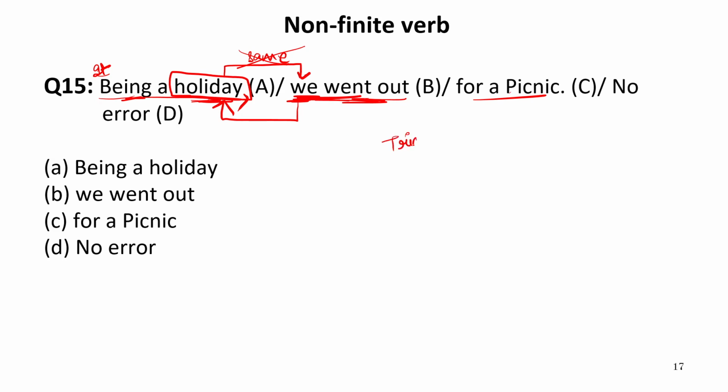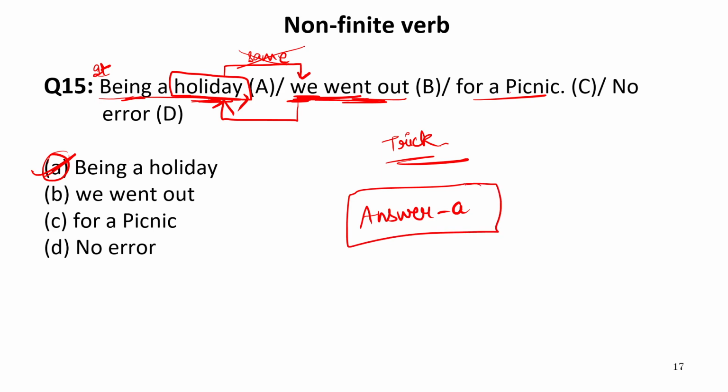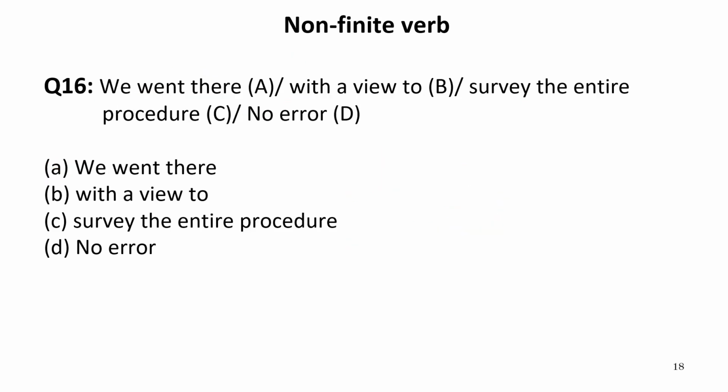So this is a trick to identify such types of sentences or the errors in such types of sentences. Therefore, our error is in part A. So our answer is A. I hope you understand this. Now let us move to the next one.